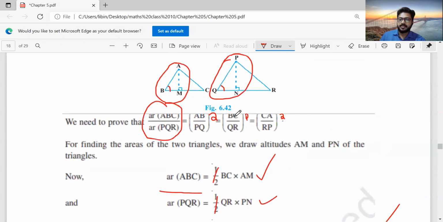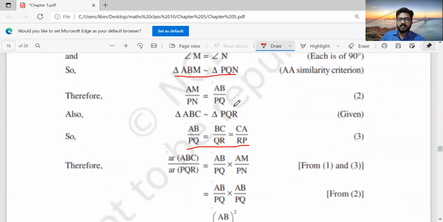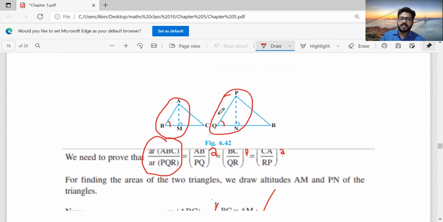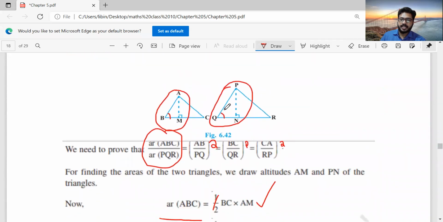See, that is what we have seen here. Now we want a square of it, so let us see how we can form that. We are calling it equation 3, and one more thing is there. Here we have seen that triangle ABM is similar to triangle PQN, so we can write AM by PN is equal to AB by PQ. That is, AM by PN is equal to AB by PQ. Clear?